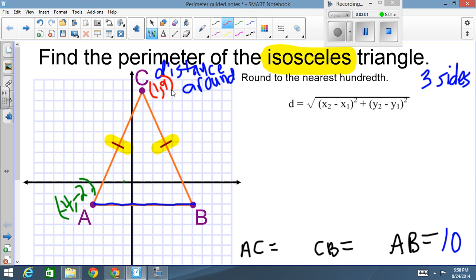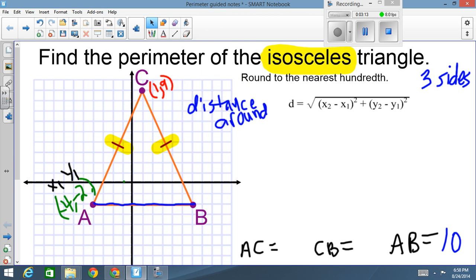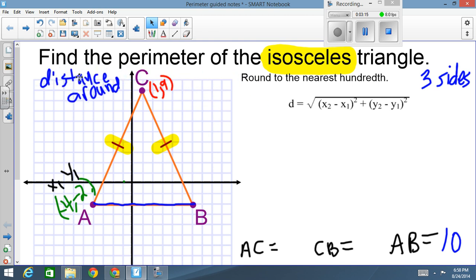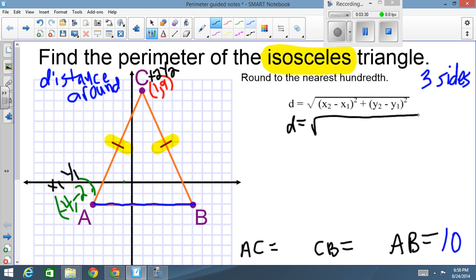So to find the distance between those, I'm going to use x1, y1 for the point -4, -2. And I'm going to use x2, y2 for the point 1, 9. So let's find the distance between those. Now, as I told you before we took the quiz, my advice when doing the distance formula is to do it like this. Put your minus in there, get everything set up, so all you have to do is just plug in the numbers and you don't have to worry about the signs.